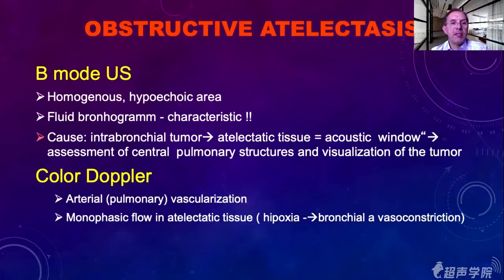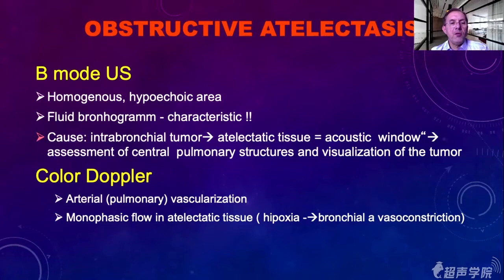In obstructive atelectasis, you know the B-mode aspect of this kind of lesion. We see sometimes a fluid bronchogram, which is characteristic. The cause of this obstructive atelectasis is a central tumor, an intrabronchial tumor, which causes this atelectasis. This tissue creates an acoustic window, and so we can assess the central pulmonary structure, and we can sometimes visualize the tumor.